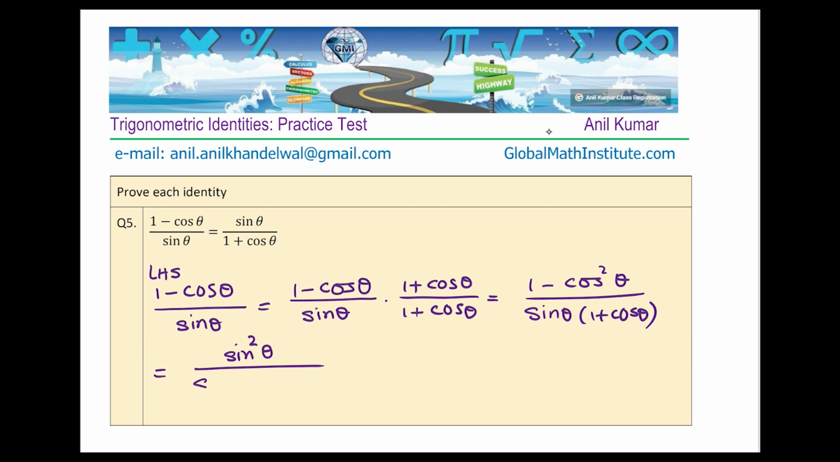Let's divide by the denominator, sine theta times 1 plus cos theta. So what we see here is that we have a part of the denominator which is 1 plus cos theta, and now once you cancel away one of the sine thetas, we get the right hand side, which is sine theta over 1 plus cos theta. Is that clear? So that is how you prove an identity. You start from one side and prove it to be equal to the other side.